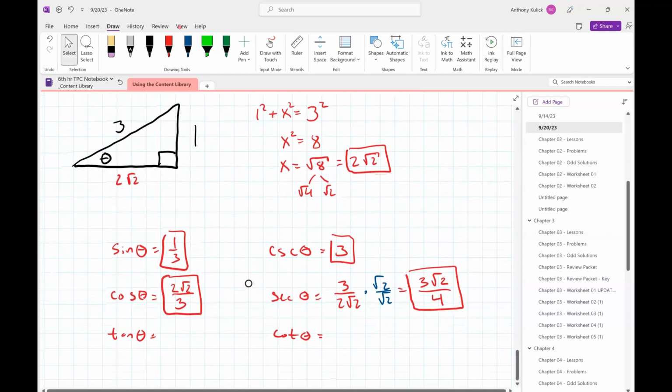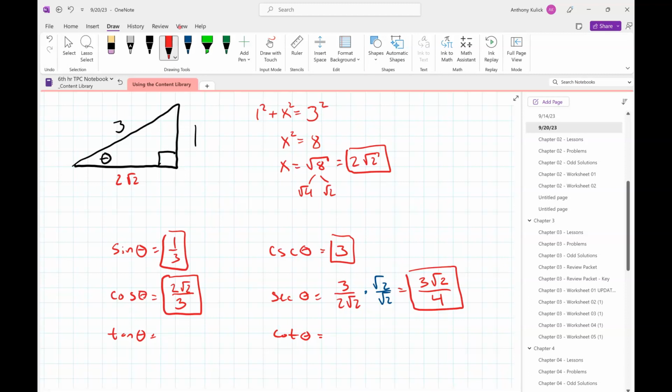All right. And then tangent would be? 1 over 2 times square root 2. Great. Is that okay? No. What do we need to do? Multiply by square root 2. Good. So 1 times root 2 is root 2. And the bottom is? 4. And what should cotangent be then? It's 2 times square root 2. 2 root 2 over 1, or we'll just write it as just 2 root 2.